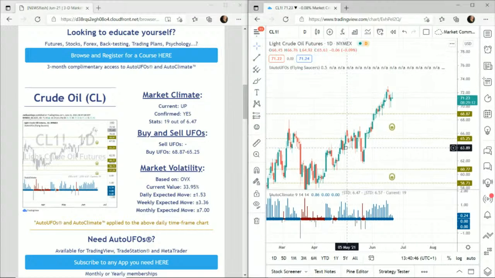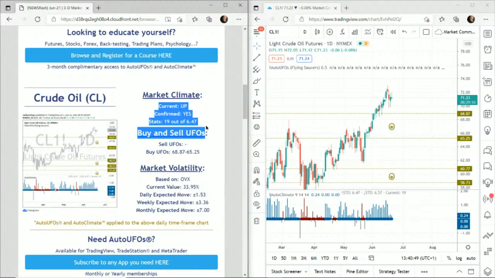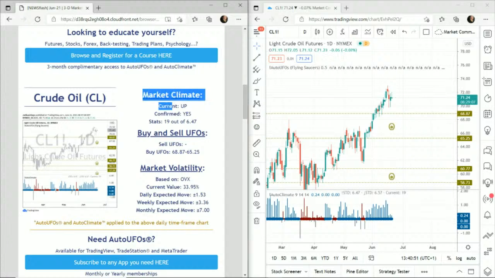Okay, so looking at oil, we have a confirmed upwards climate, probability upwards. So let me just highlight that again. Current up, confirmed yes. Thick blue dot there, probability upwards. That's great. Now usually, this market would usually go up for 6.47 candles. Let's call that 7. Usually go up for 7 candles, and we're on candle number 19, meaning we've gone way past what's usual in terms of a movement to the upside, which means we would be more likely to see it change direction than continue. So yes, we have a confirmed upwards climate, but it's really overextended, so bear that in mind.